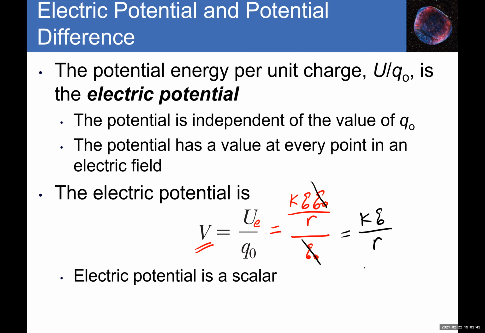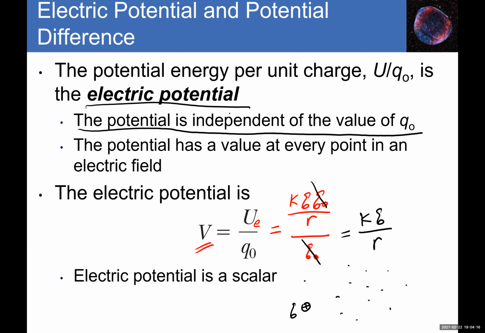What does it mean? Well, it means that the potential is independent of the value of Q naught. And the potential has a value at every point in an electric field, which means that potential is another effect of a source charge. That means if I have a source charge Q, at any point around this source charge, I can find not only the electric field, but also electric potential, which is only because of the source charge.